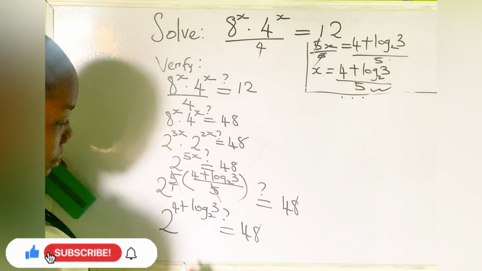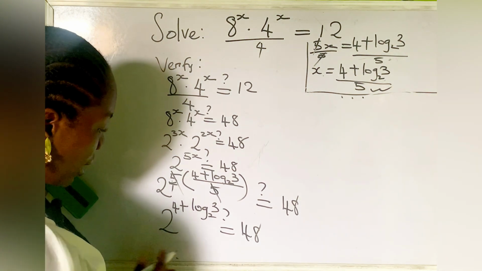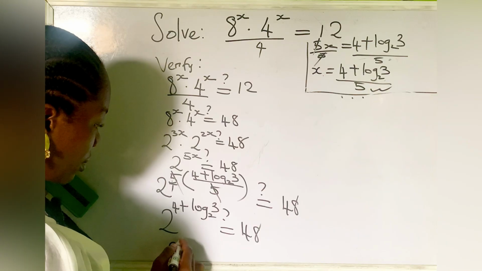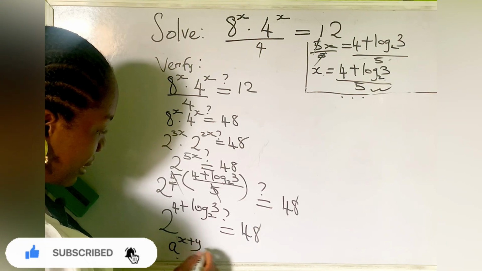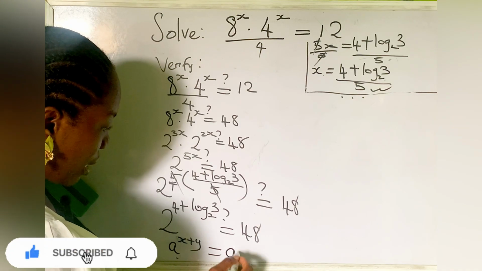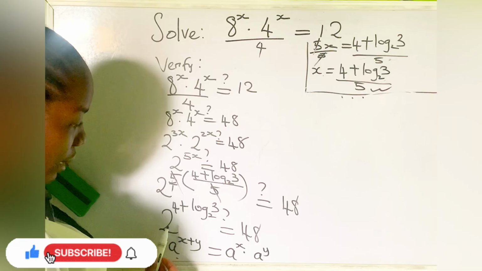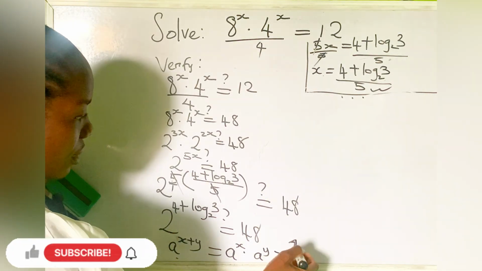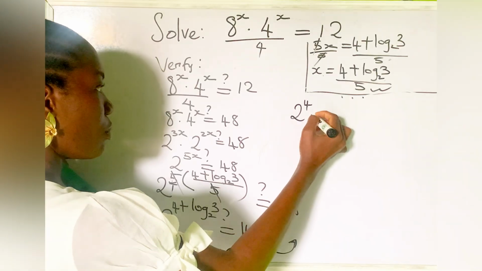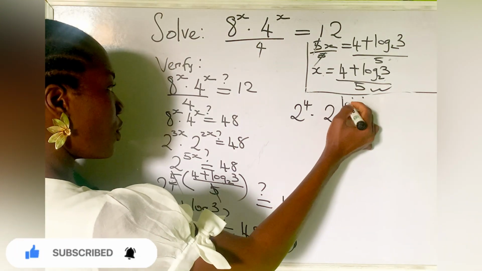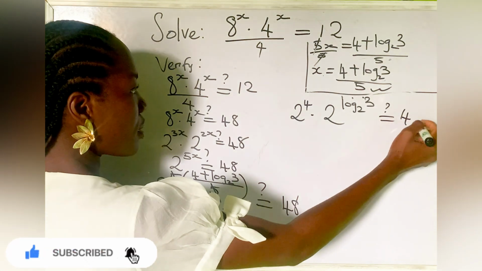Now, when you have something like a to the power of x plus y, it's the same thing as saying a to the power of x multiplied by a to the power of y. Okay, so let's do that here. So this becomes 2 to the power of 4 multiplied by 2 to the power of log 3 base 2. Is it equal to 48?